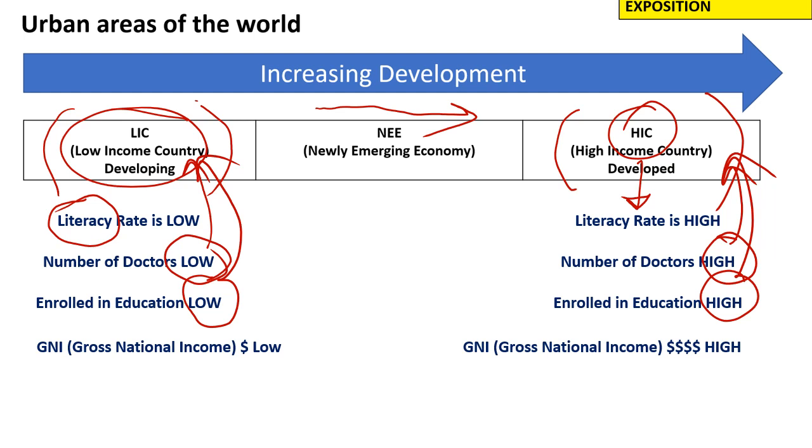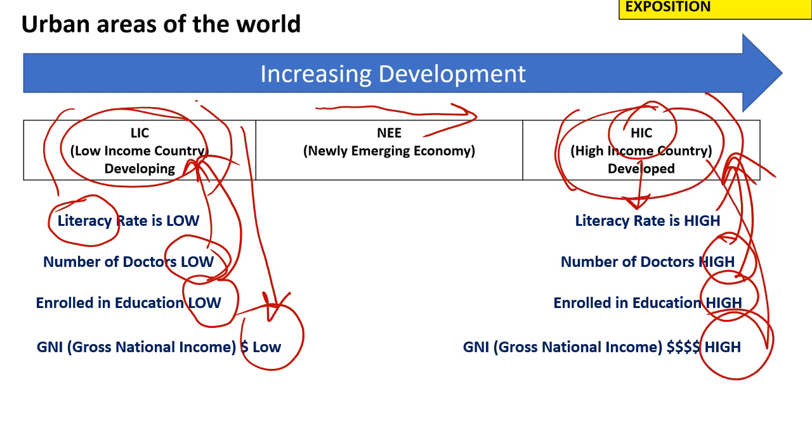Gross national income. So this is how wealthy the country is, how much money they have from all their sales of goods that they export to other countries, their manufacturing, and all the wealth and income that is generated in the country. So this basically is how rich they are. The GNI of a low-income country is obviously low, and the GNI of a high-income developed country is obviously high. These are what we call development indicators because they indicate how developed the country is.